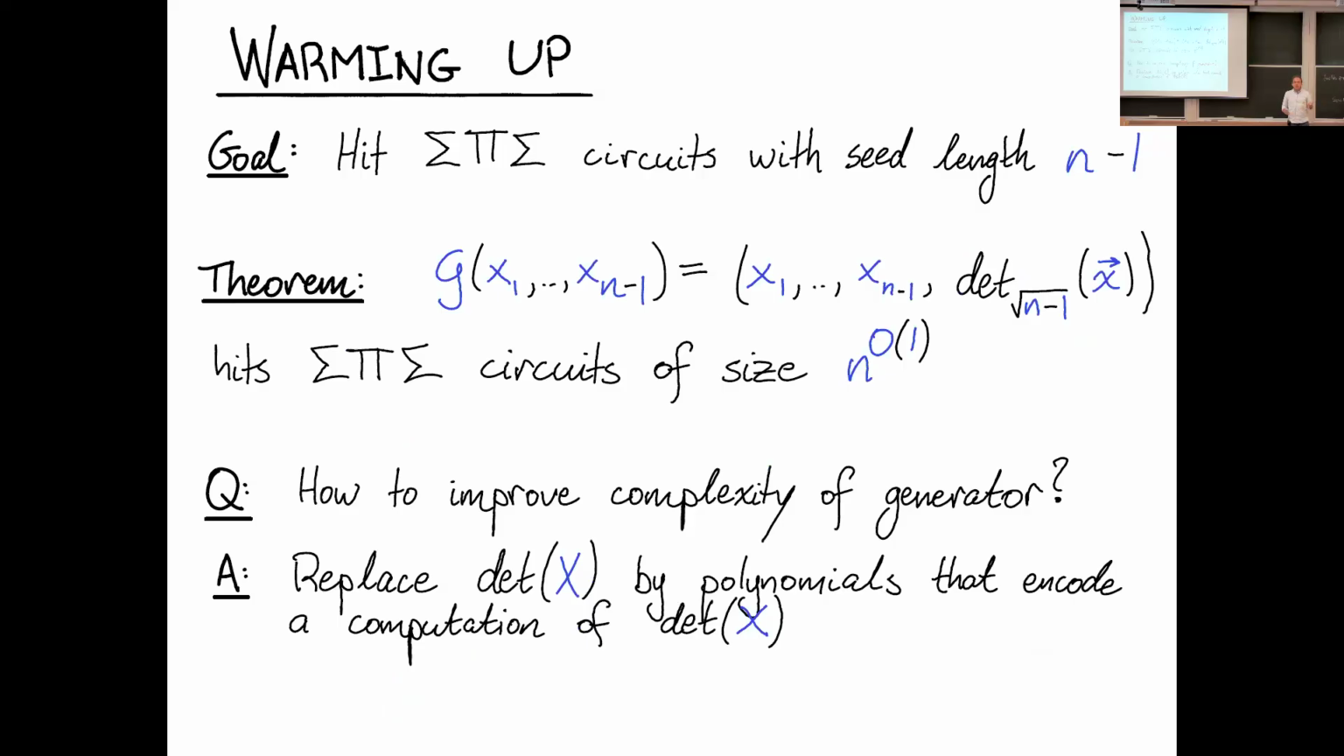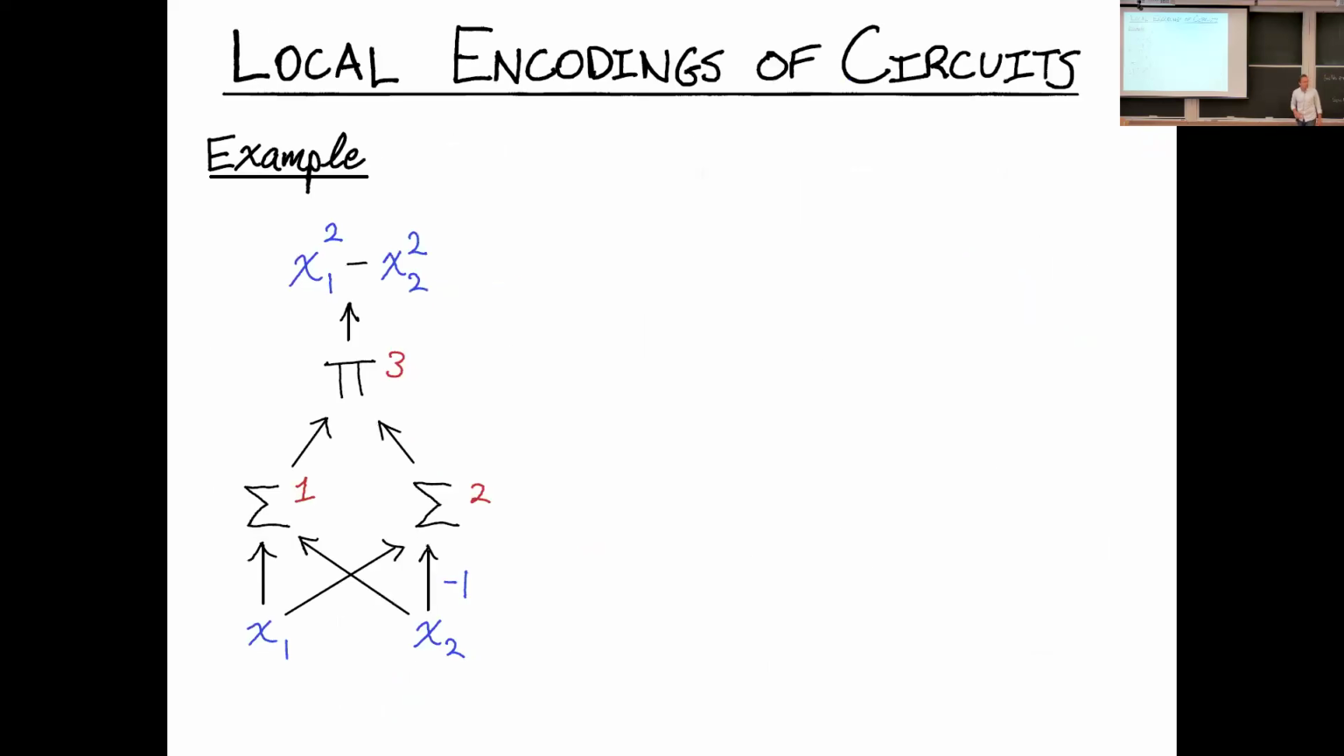The idea is we're going to use a system of polynomials that encode a computation of the generator. So let me give you an example here. These are, in the paper, what are called local encodings of circuits. I'm going to define these by example. I don't have enough board space to draw a circuit for the determinant. But say this polynomial x1 squared minus x2 squared was actually our hard polynomial. We're going to write down a generator that encodes this circuit.